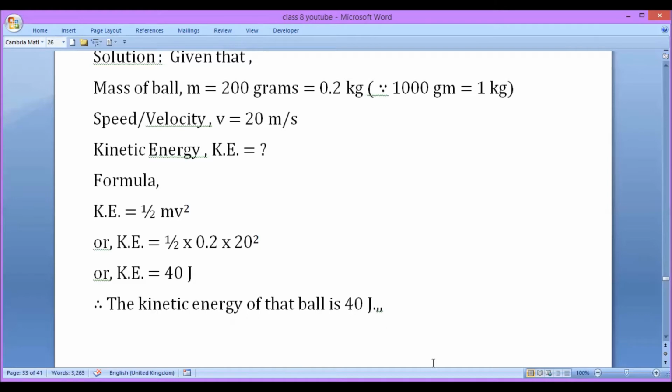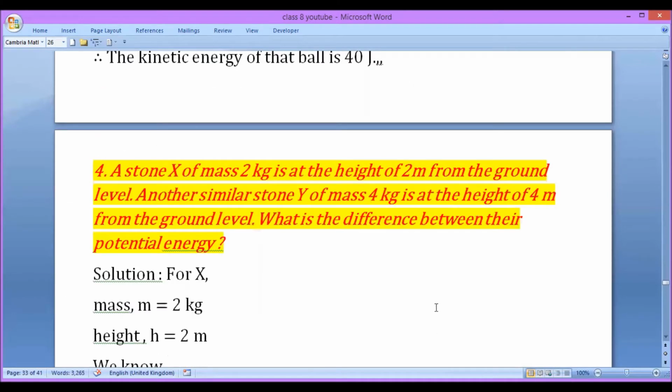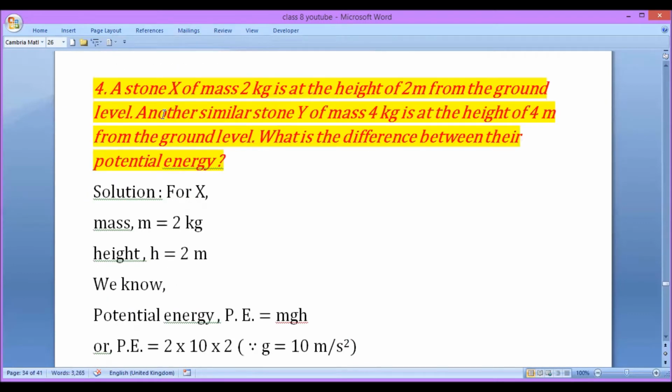Question number 3 is also like this. This is very easy, so I'm going to see question number 4. Question number 4 is a little bit of a twist question, so you have to understand it properly. Firstly, we have to understand this question properly. Question number 4, listen, focus here first.